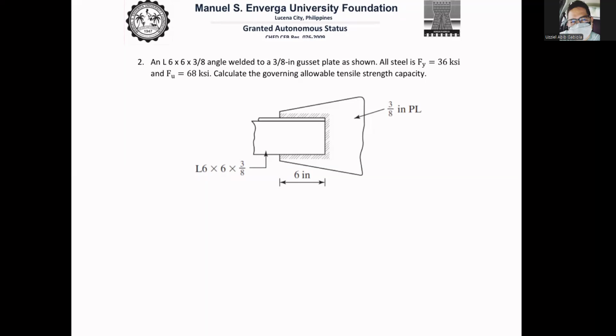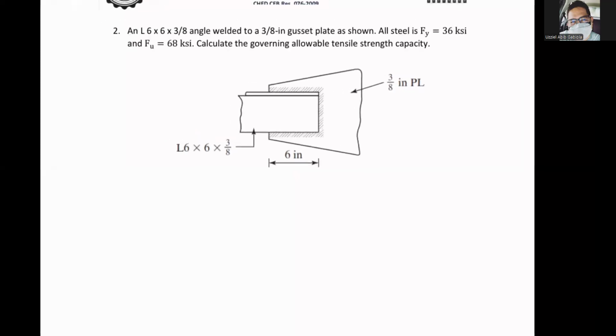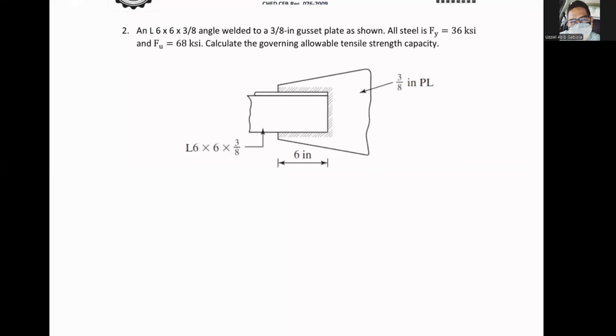Okay, so let's solve. For this case, we have a welded member. We have an L 6 by 6 by 3/8 angle welded to a 3/8 inch gusset plate as shown. All steel, Fy is equal to 36 ksi and Fu is equal to 68 ksi. Calculate the governing allowable tensile strength capacity.